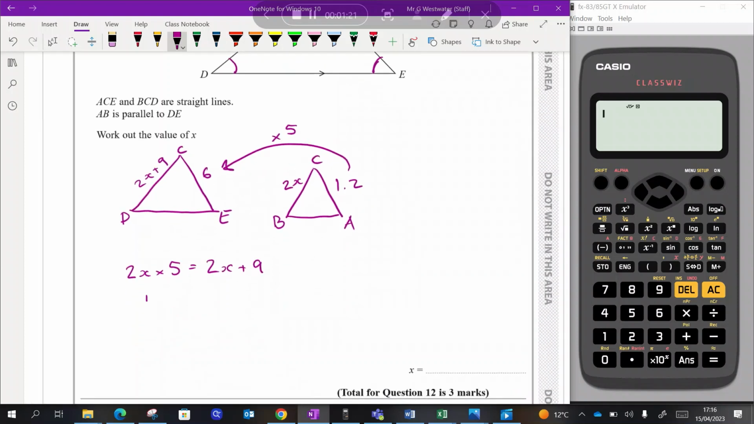So 2x times 5 is 10x, equals 2x plus 9. And then I can take away 2x from both sides. So 8x equals 9, and then x is 9 over 8. Okay? On to question 13.